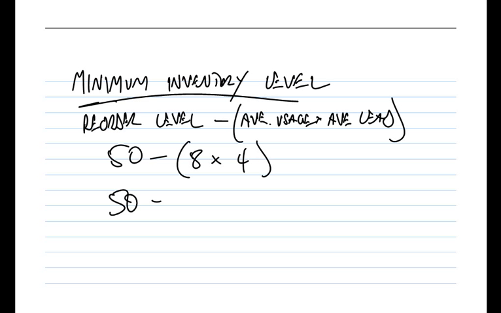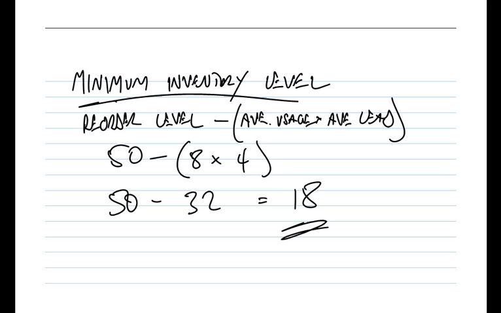Now, if we're selling 8 per day for 4 days, that would be 32 units that we would sell before they arrived. So if we ordered when we had 50, and we've sold 32 before they arrived, the inventory would fall to 18 units. So that is the minimum inventory level. That's what the inventory should fall to before the supplier arrives with the next delivery.